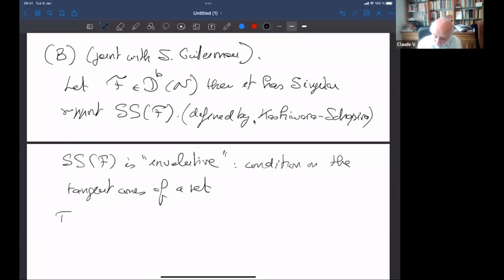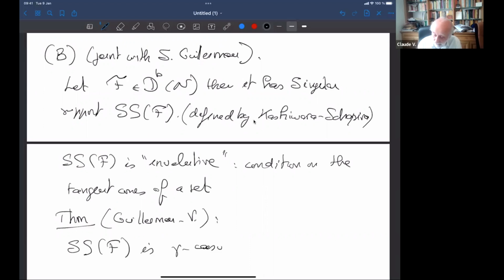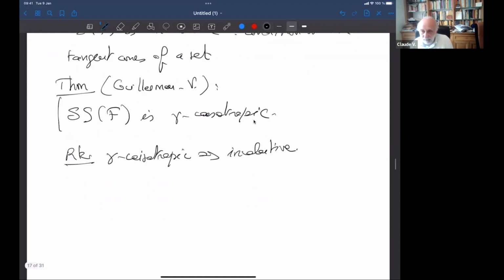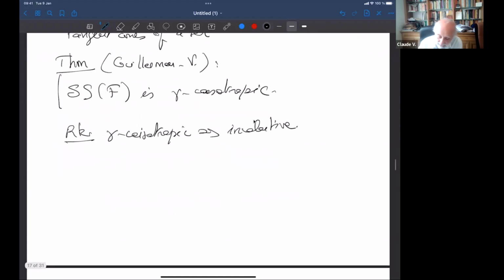So the theorem we prove with Guillermou is that actually the singular support of F is gamma-coisotropic. And the remark is that gamma-coisotropic implies involutive. And there are examples of involutive sets which are not gamma-coisotropic. This being said, for the moment, we are not extremely happy with the example we have, which are essentially products of Cantor sets. So there should be better sets.